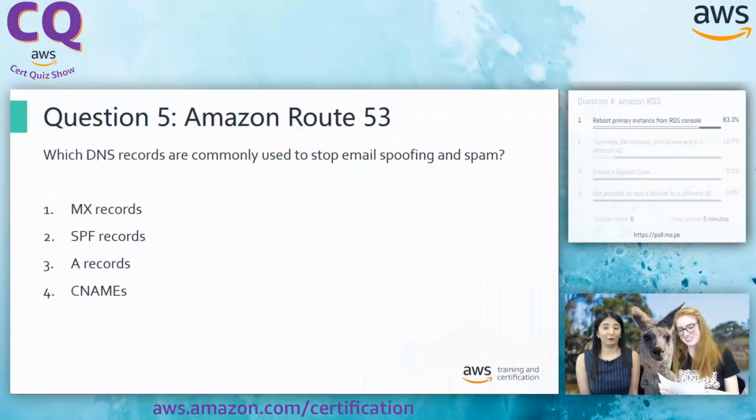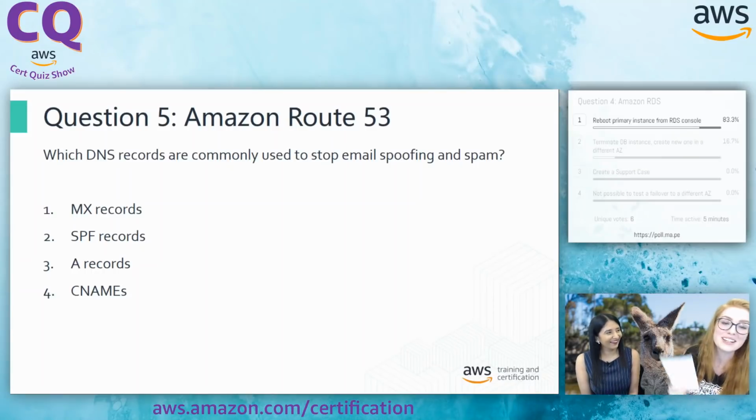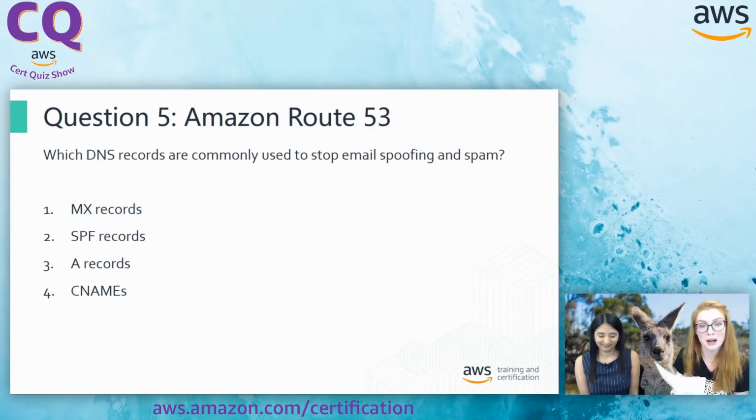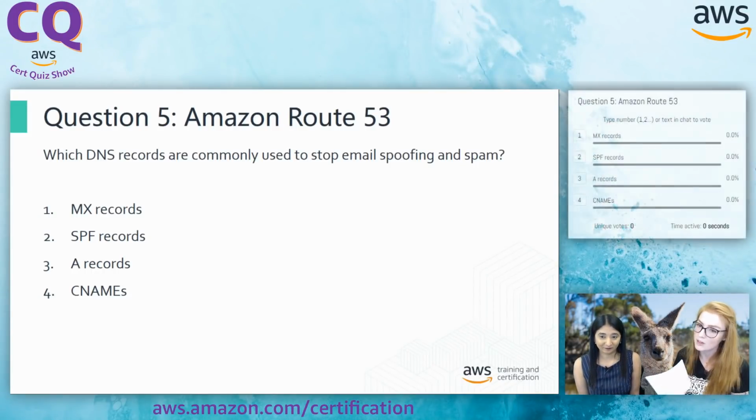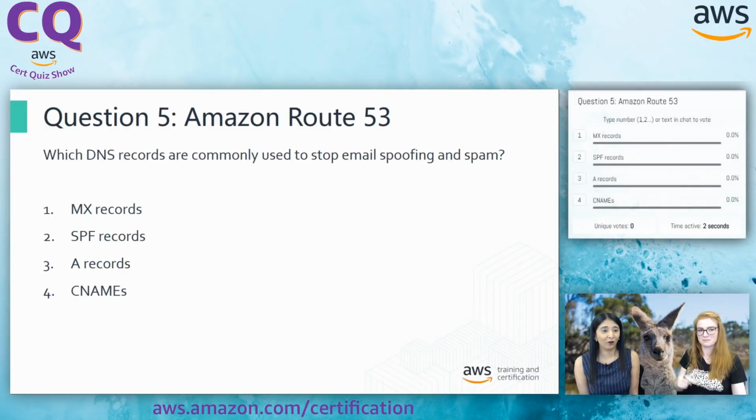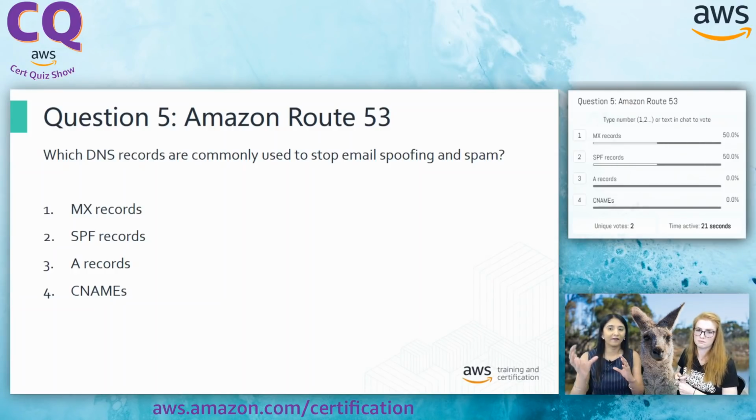Cool. Route 53. Wow. All over the place today. Yeah. So, which DNS records are commonly used to stop email spoofing and spam? Okay. So as you all must know, this is the basics of AWS, but Route 53 is our managed DNS service, highly reliable and available. If you look at the options, these are all the attributes you have in Route 53. A records and CNAMEs are basically used for resolving IP addresses, so they have no direct relation with email spoofing and spamming.